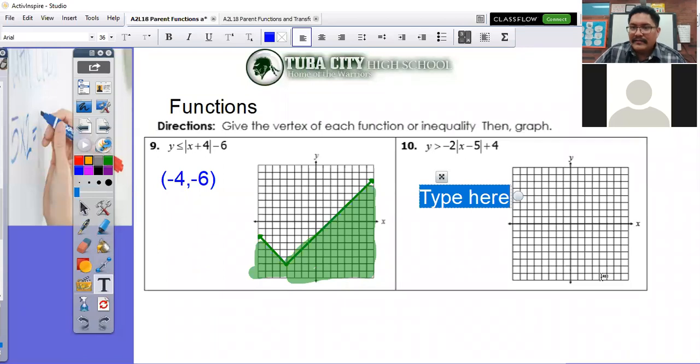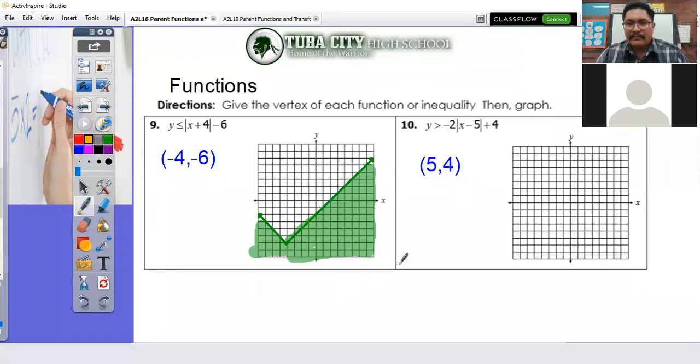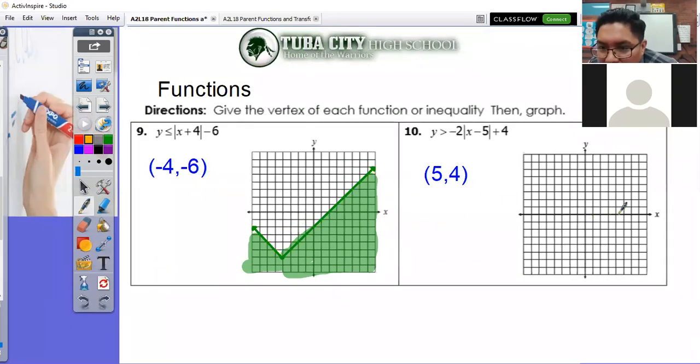So let's go ahead and do the same thing for this one. So let's get the vertex. So it's opposite of -5, so that'd be +5 and 4. So that's our vertex. So over 5, up 4. Let me just double check, yeah, okay, that's about 5. So our vertex is there and it's a negative, so that means our lines are going to be opening downwards.